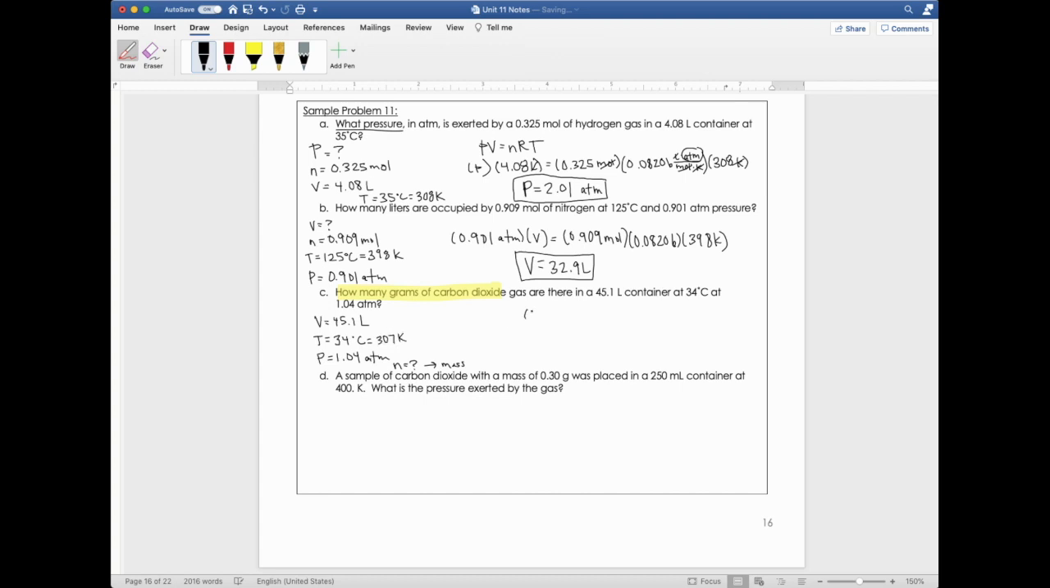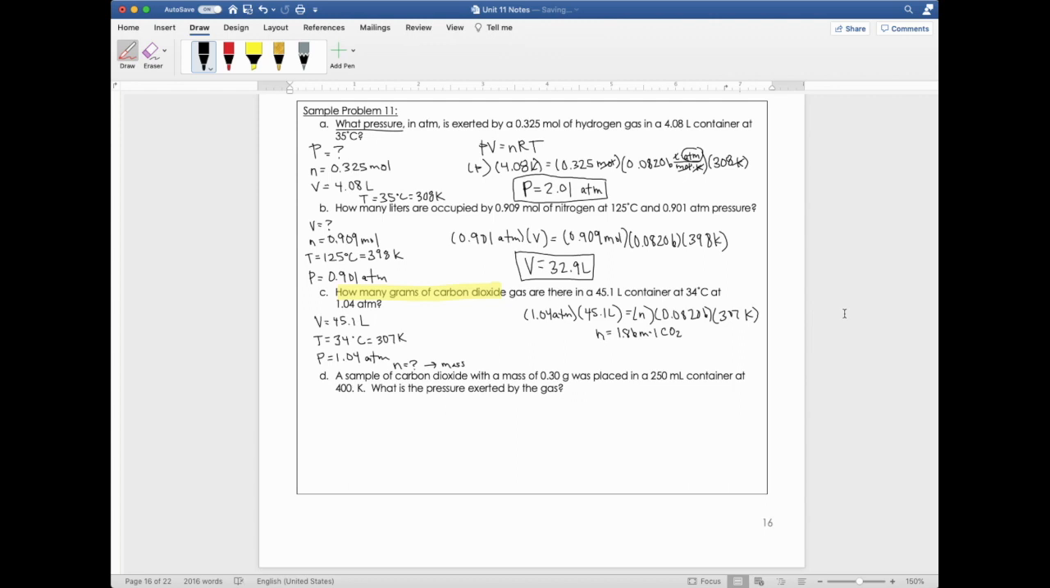So I have 1.04 for pressure. I have a volume of 45.1 liters. Trying to find the number of moles. I have R. Again, I don't always like to write the units for R, so I'm just going to write the number. And then I have the Kelvin temperature. And when I solve for that, your number of moles is 1.86 moles. And the compound is CO2.